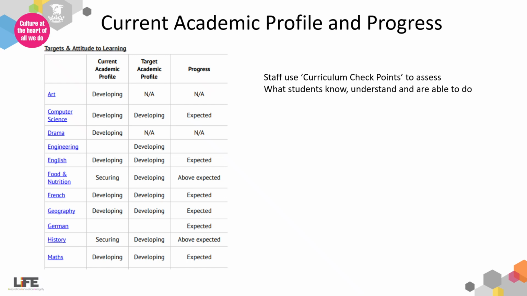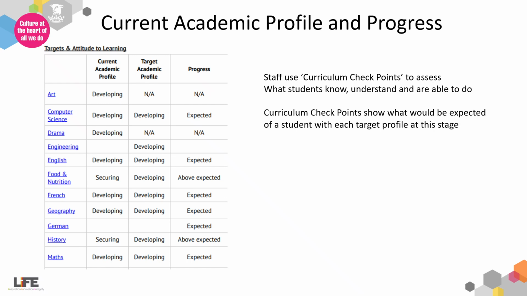Now, to do that, our staff use what we call a curriculum checkpoint. These suggest what a student should know, understand, and should be able to do at this point in their education. So it really is what's expected of a student for each of those target profiles we spoke about. So if their current profile, what they're doing at the moment, matches the target profile, then that means they're making the expected progress. They're showing us that they can do, understand, and know the things that would be expected for someone of their academic ability.